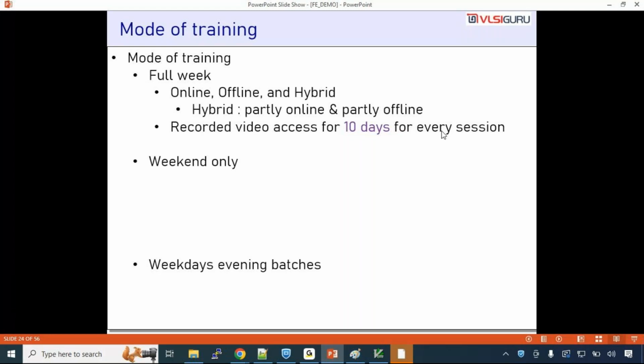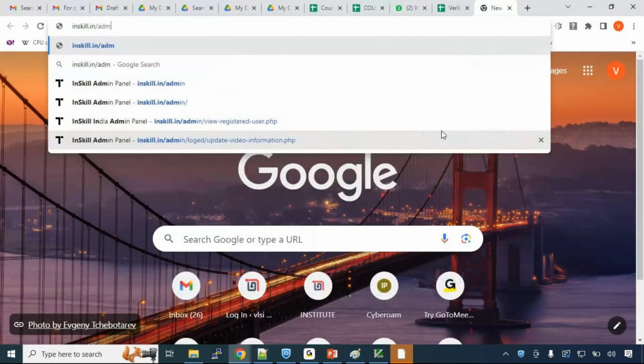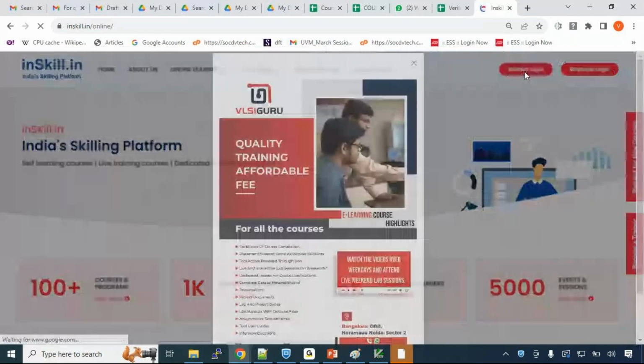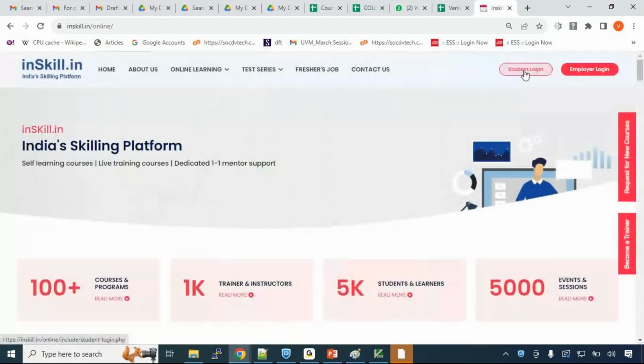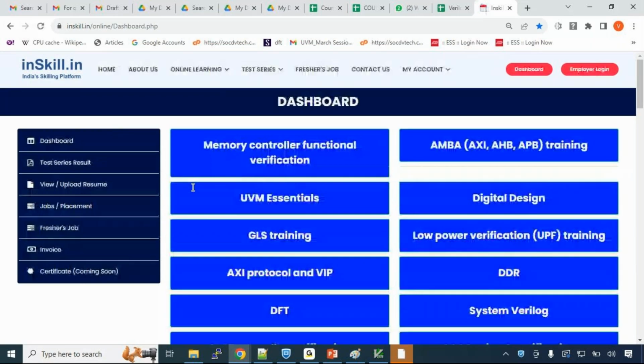We have our e-learning portal called inskill.in. We have a portal by name inskill.in. We will be giving you the student login. You log into that, you will get all the access. I'll just show you what you get there typically. You take any course, let's say System Verilog.